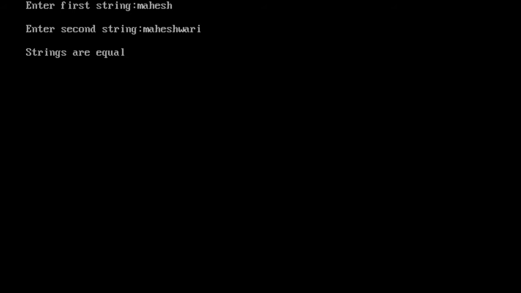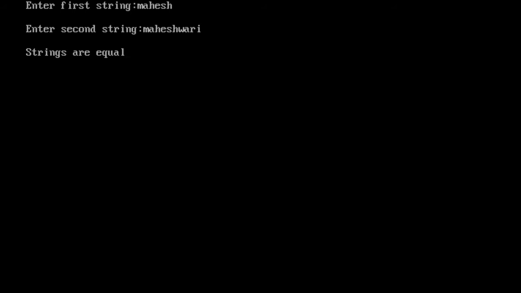Now why is it happening? Because when comparison starts, the first character of the first string is M, and the first character of the second string is also M. So M, they are the same. Second character A, same. Third character H, same. E, same. S, same. H, same. So till the end of the first string, all the characters in the first string and second string are the same. That's why this flag was not affected. That flag remained at 0 only. Right?